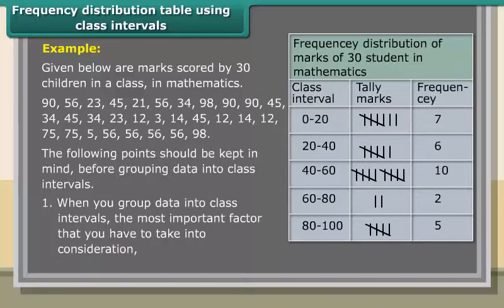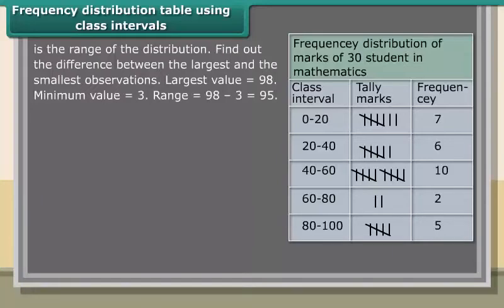1. When you group data into class intervals, the most important factor that you have to take into consideration is the range of the distribution. Find out the difference between the largest and the smallest observations. Largest value is equal to 98. Minimum value is 3. Range is 98 minus 3, which equals 95.